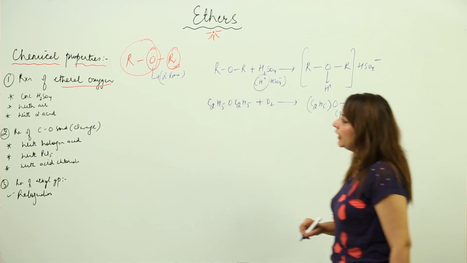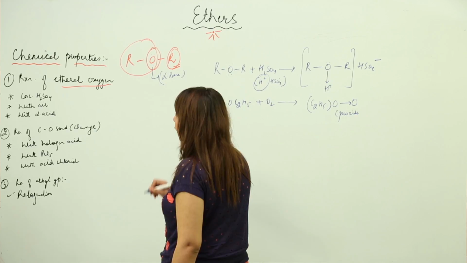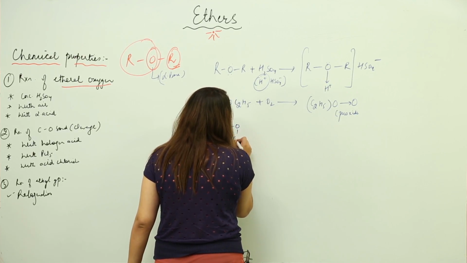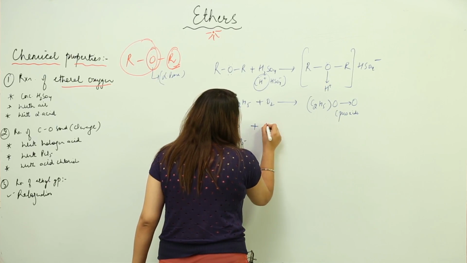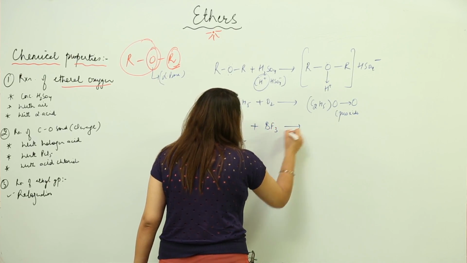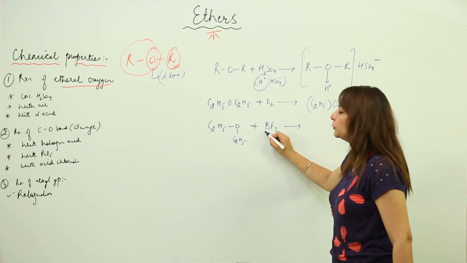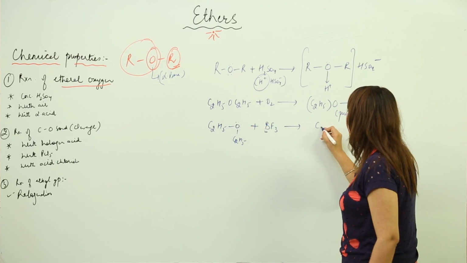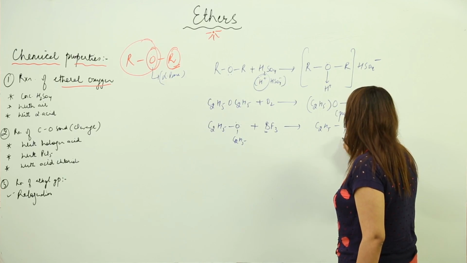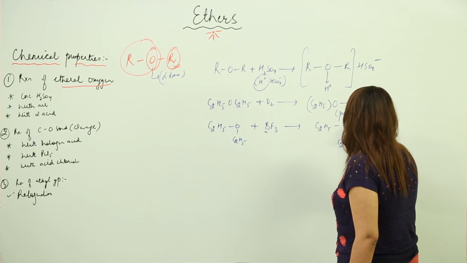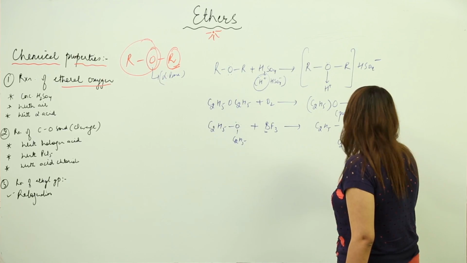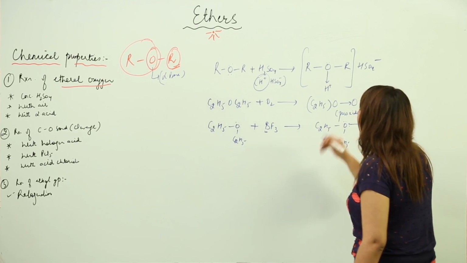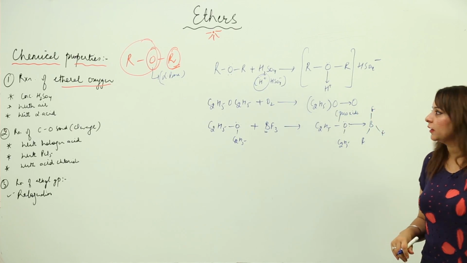And likewise we can react with a Lewis acid. Suppose I have the ether and I also have an electron deficient compound, let's take BF3. As we know, the octet of this B is not completed, but the ether has a lone pair, so it can form a coordinate bond with it. So this is donated to this BF3. This is how you show the reactions for the ethereal oxygen.